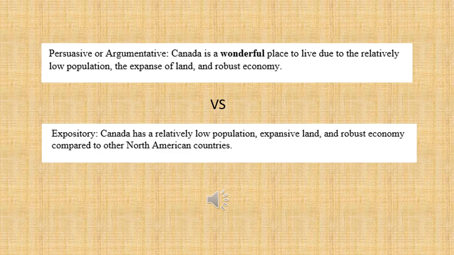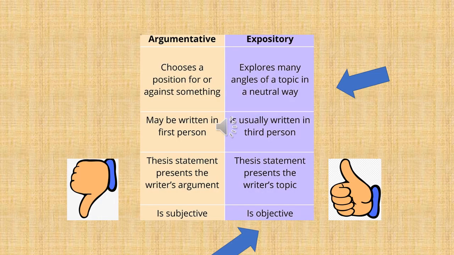So in the quest for exploring our subject matter with regard to our expository essay, avoid qualifying language at all costs. So you can see here within the slide, argumentative on the left side, which we're trying to avoid, and expository on the right side. So argumentative, the things that are thumbs down that we want to avoid, it chooses a position for or against something. We're not doing that.